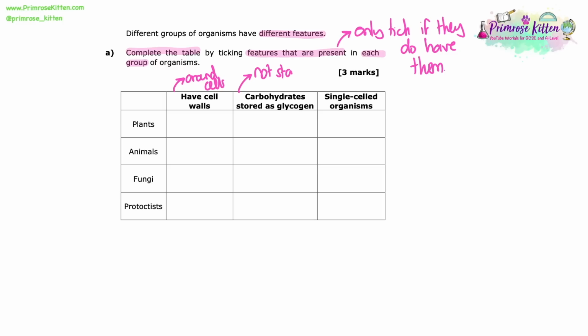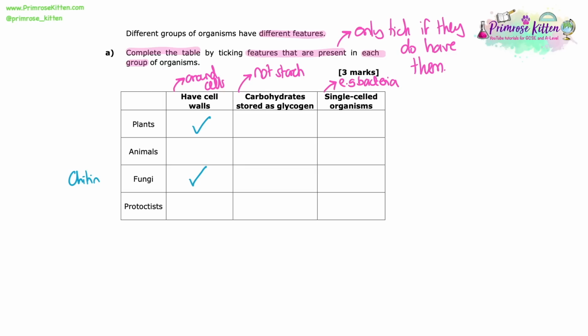So if this is a defining feature of this kingdom of organisms, then we're going to tick it. So do they have cell walls around their cells? Do they store their carbohydrates as glycogen, not starch? Starch is only stored in plants. And are they all single-celled organisms? So are they like bacteria, for example? So do plants have cell walls? Yes, they do. Do animals have cell walls around their cells? No, they don't. Do fungi? Yes, they do. It's just made of chitin, so plants is cellulose and fungi is chitin.